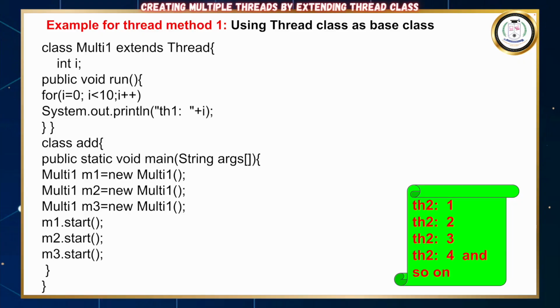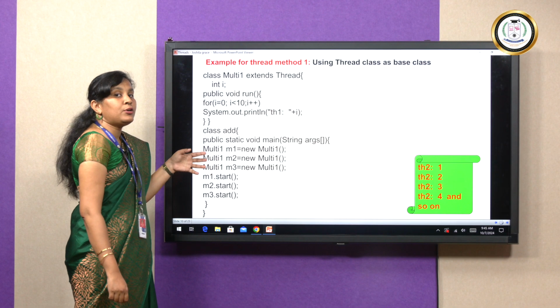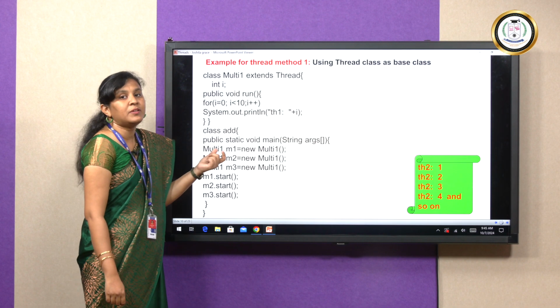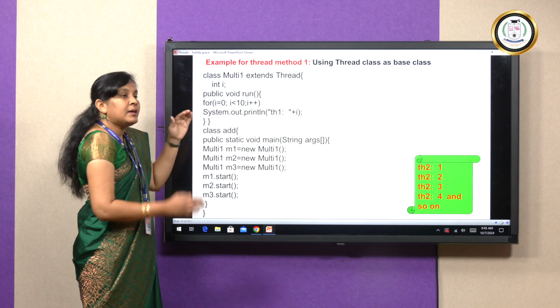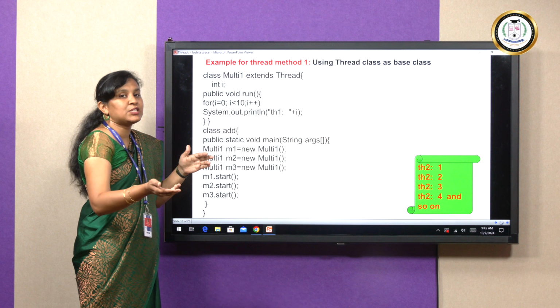Using those objects, I am going to call with the start keyword. As I said in my syntax, in order to call this run function, I should use the start keyword. So I use m1.start, m2.start, m3.start. It is not like your normal function. Whenever you have a normal function, the first function call will be done, and completing that only you will move to the next function call.